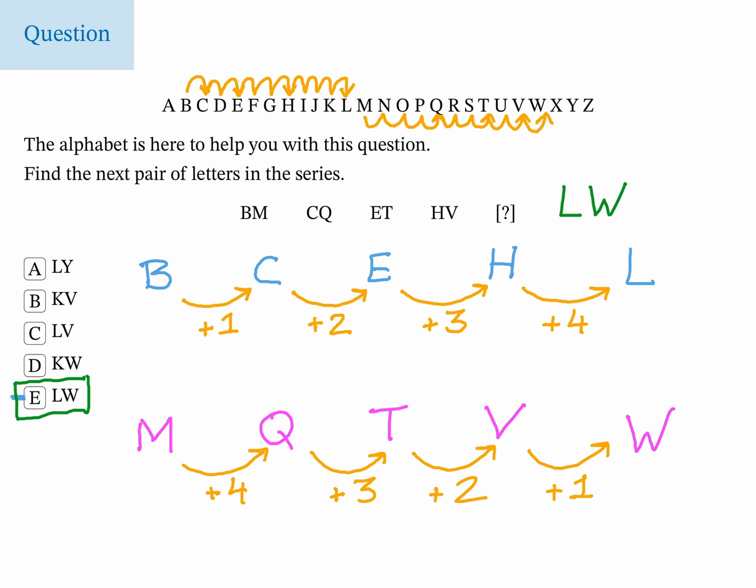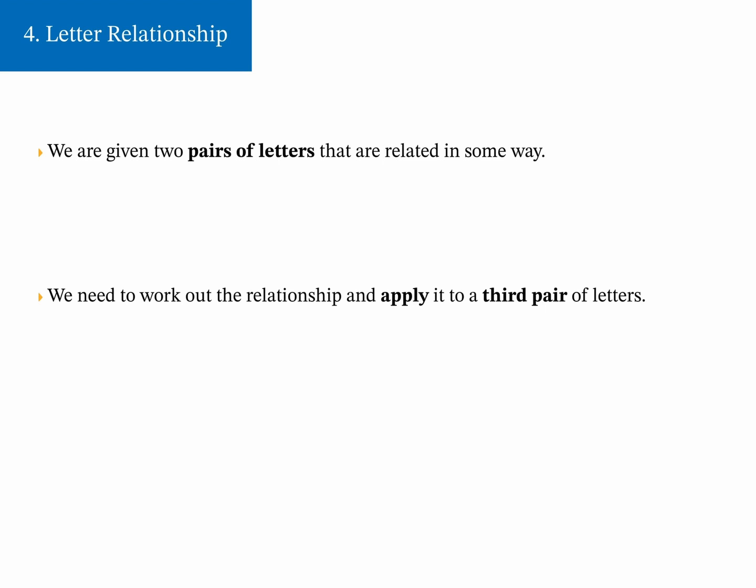Okay, now let's have a look at our third and final question type in this particular session. This one is quite similar to the letter series we were just looking at, but instead of being given a series of pairs of letters, we're only given 2 pairs of letters. So we might be given a sentence that says these 2 pairs of letters are related to this pair of letters. And then we need to apply that exact same relationship to a third pair of letters.